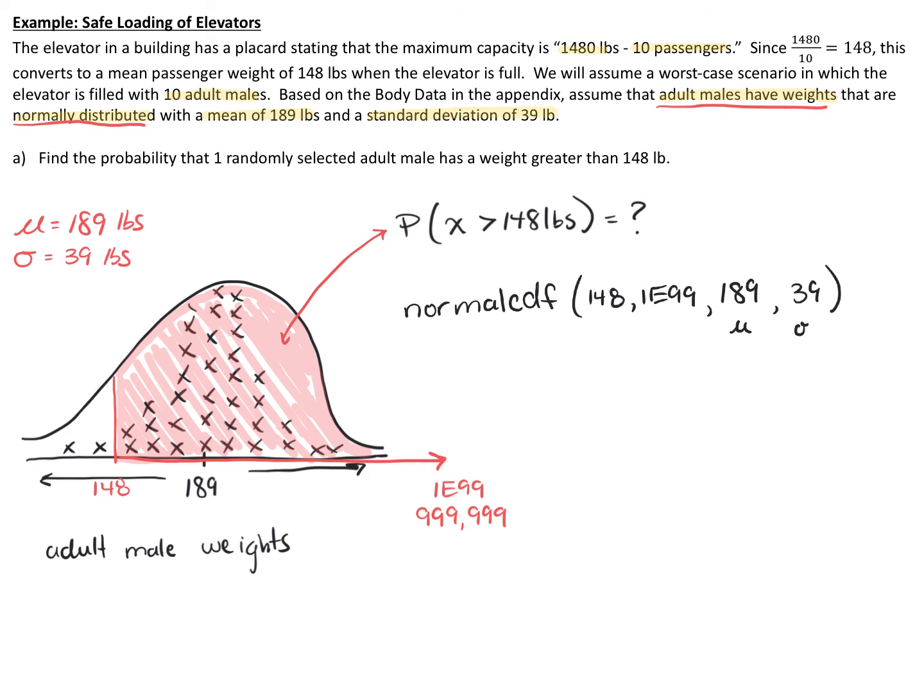And then if you press enter, the calculator is going to give you a value of 0.853, which is approximately 85.3%. So we can conclude that approximately 85.3% of adult males weigh more than 148 pounds. In conclusion, the probability that one randomly selected adult male has a weight greater than 148 pounds is approximately 0.853 or 85.3%.